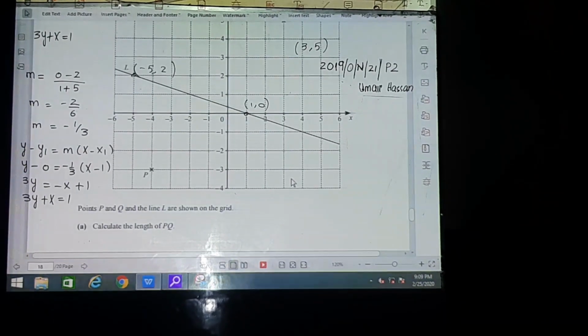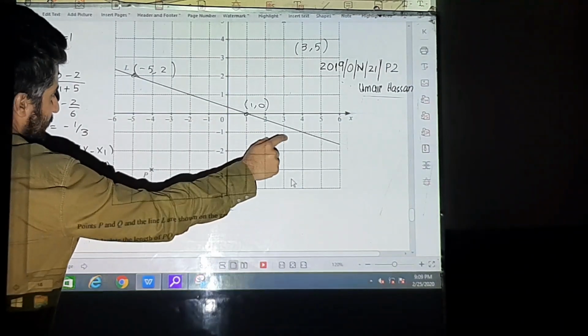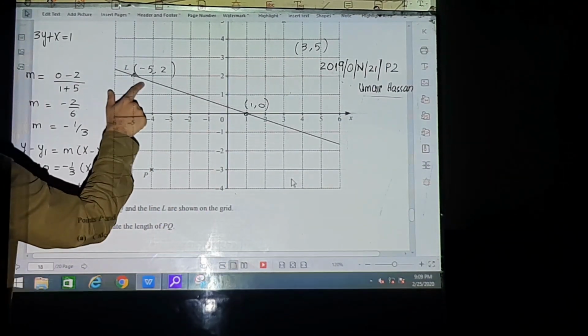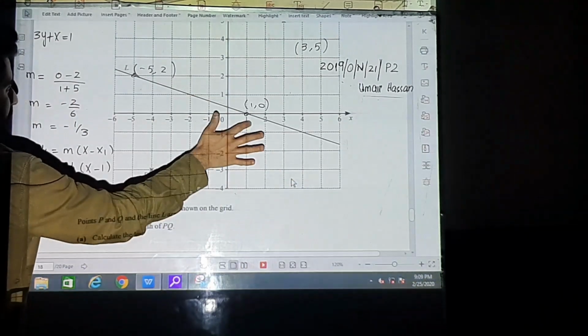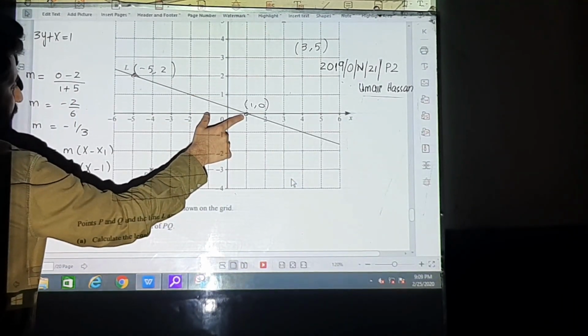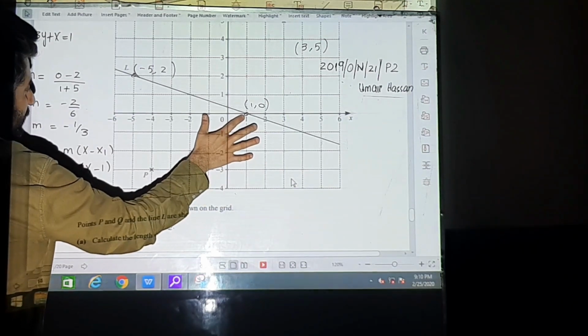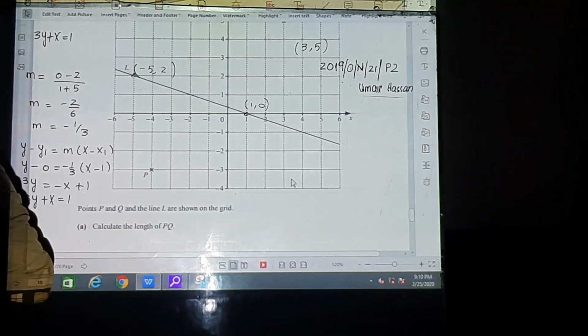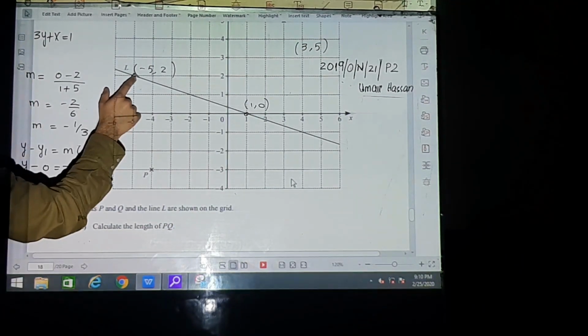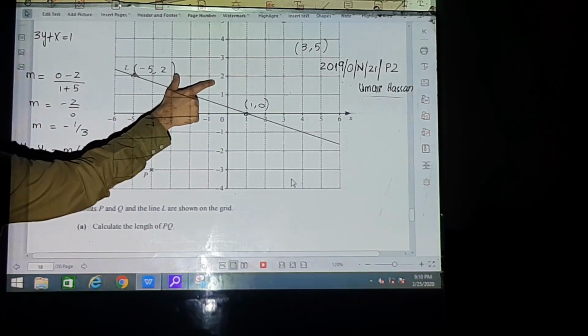In part B of question number 10, they have asked us to find the gradient of this line. The line is L and you have to find its gradient. Now take 2 points on the line. I have taken this one, but you can choose any other combination, whose coordinates are 1, 0. And the second point is this one whose coordinates are -5 and 2.